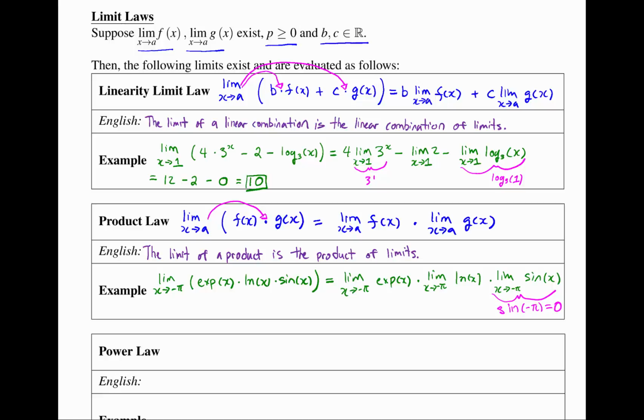We know the other 2 exist. We don't even care what they are, since we have the product of 3 numbers, one of which is 0, so the overall limit is 0.